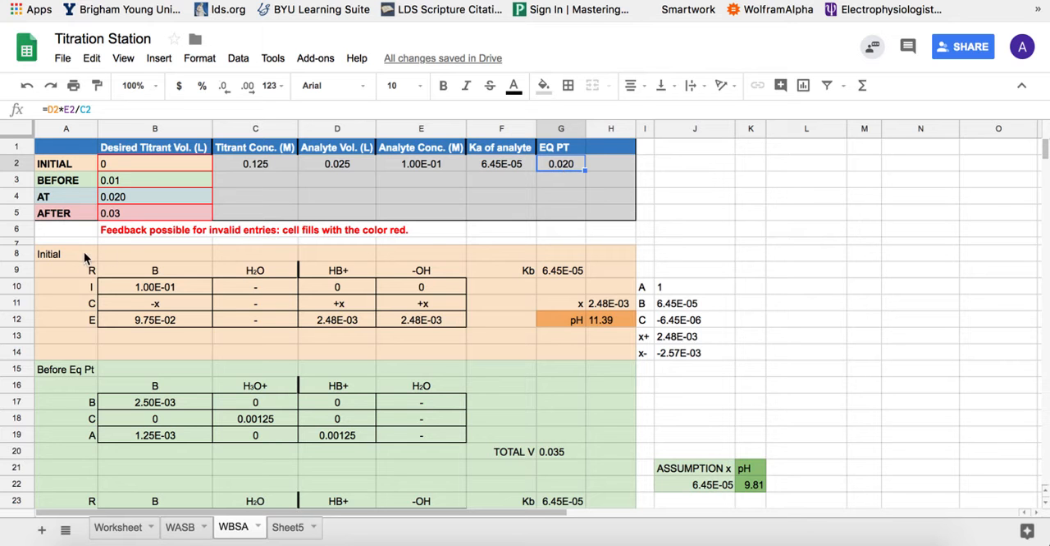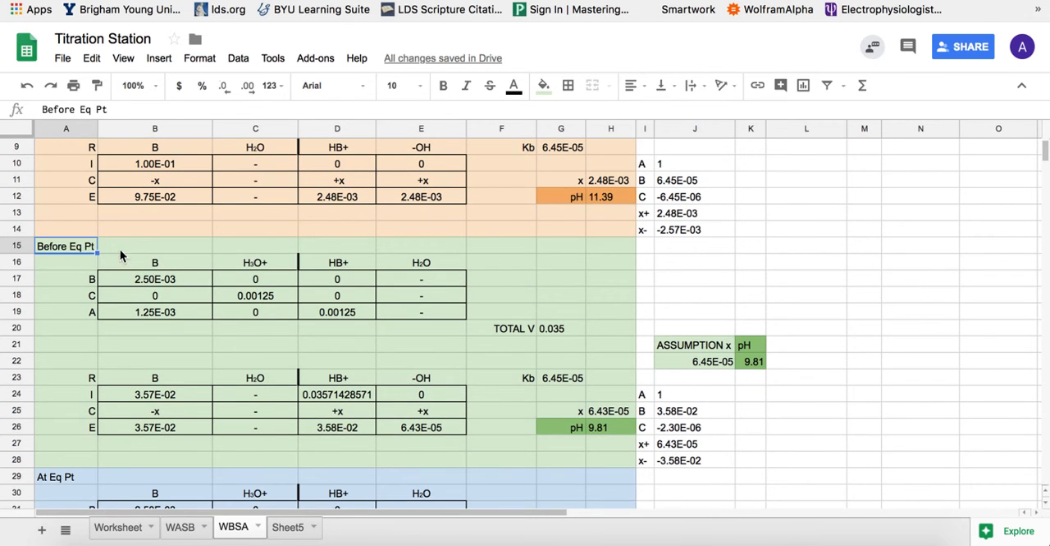So again, initially, here's the RICE table that I set up. I have that weak base, the trimethylamine, with its equilibrium with water to form the conjugate acid and hydroxide. So when I solve for my RICE table and I solve for X, what X represents to me is the total OH concentration. So in order to find the pH, I have to say 14 minus the pOH equals my pH. So I find that to be 11.39. Okay?